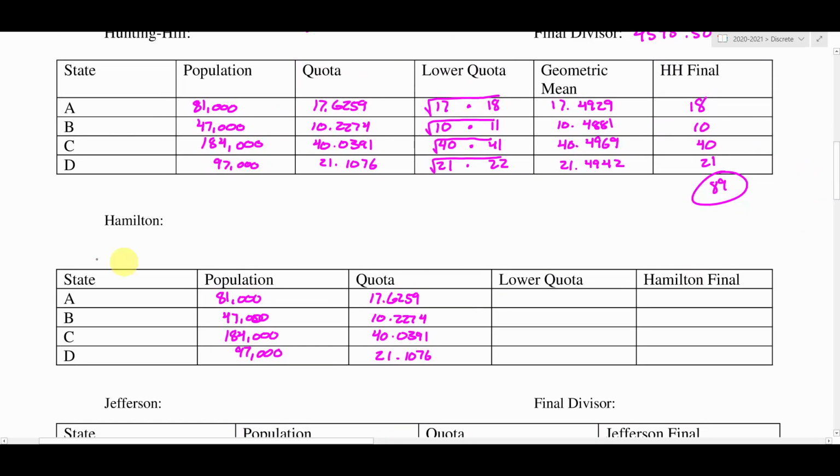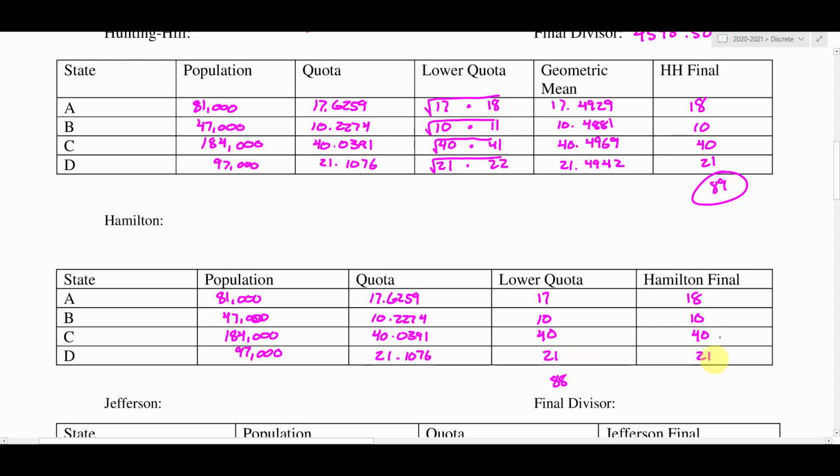All right, so the next method we're going to do is Hamilton's method, and again, populations are the same, quotas are the same, and Hamilton's method is really simple and straightforward. Just find the lower quota. So that's going to be all of these whole numbers here. So we're going to say 17, 10, 40, and 21, and then we add those up. And if you do, you should get 88. So that is not enough, but Hamilton had a very easy way to get the last seat apportioned, and that was to give the bonus seat or the leftover seat to the state that has the highest decimal portion, which is going to be state A here with their 0.6259. So the 17 will get bumped up to the 18, and the rest will stay the same.